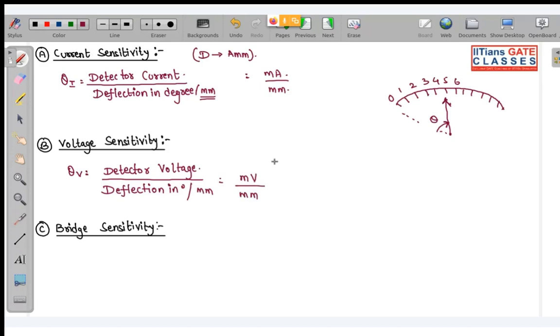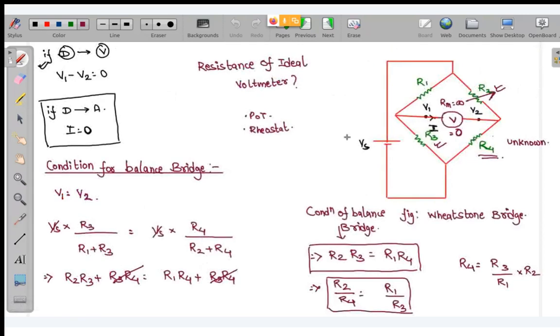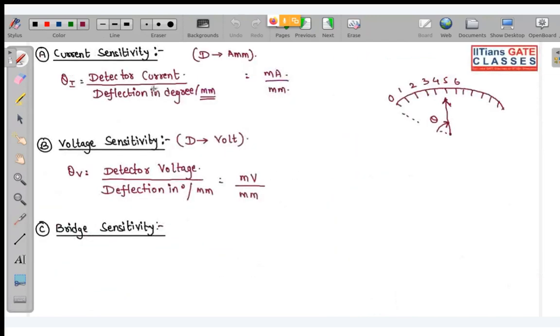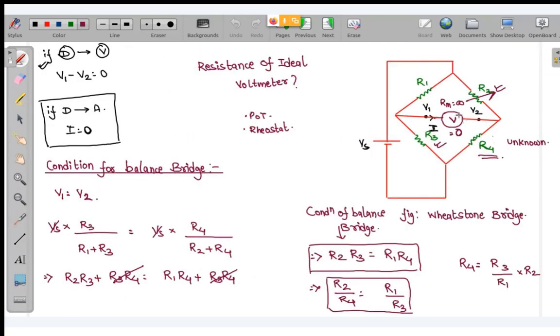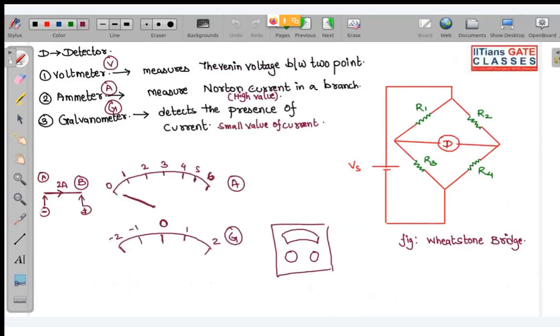Now what is this bridge sensitivity? Basically, this current sensitivity and voltage sensitivity are for your ammeter and voltmeter. The last, bridge sensitivity, means for this whole bridge, if I want to know the sensitivity. In the first two cases, I am calculating the sensitivity of this voltmeter or this ammeter, just determining the sensitivity of the instrument. Now I want to determine the sensitivity of this whole bridge.